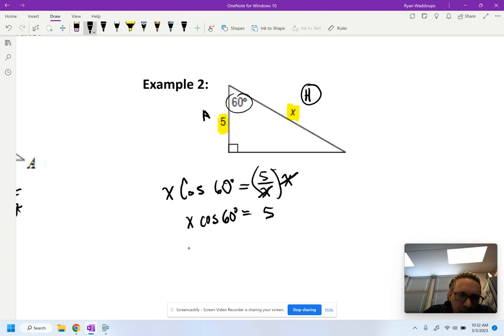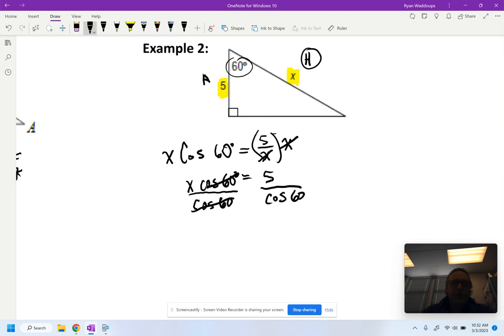And I need to get that x alone. Because the relationship between these two is multiplication, I'm going to do the opposite, which is divide by the cosine of 60. And I have to do the same thing to both sides, so this is also then divided by the cosine of 60. Those cancel, and then I just have to put this in my calculator.